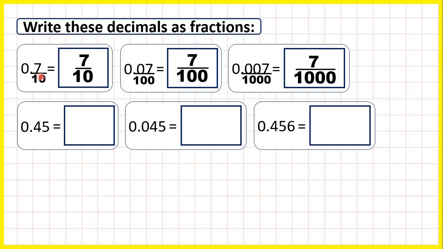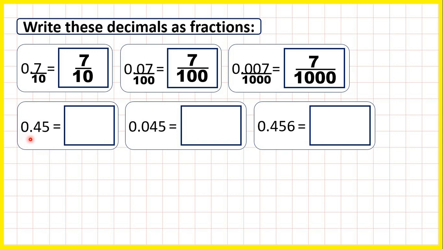Notice when there was one digit after the decimal point, our denominator was 10, so 1 zero. Two digits, our denominator was 100, so 2 zeros. And three digits, our denominator was 1,000, so 3 zeros.